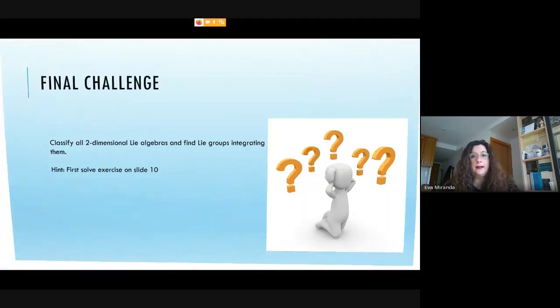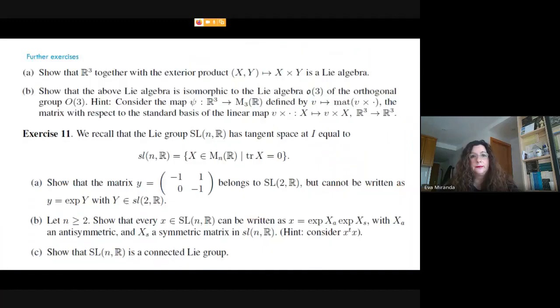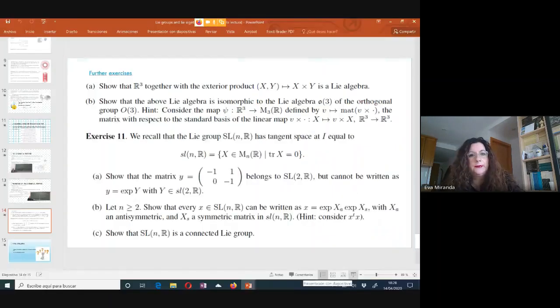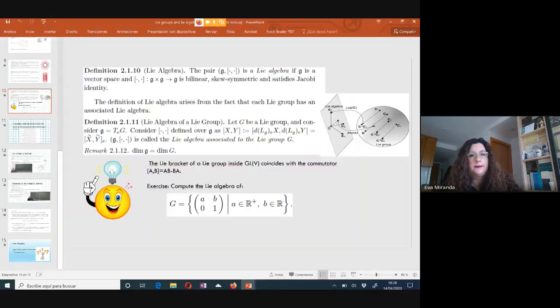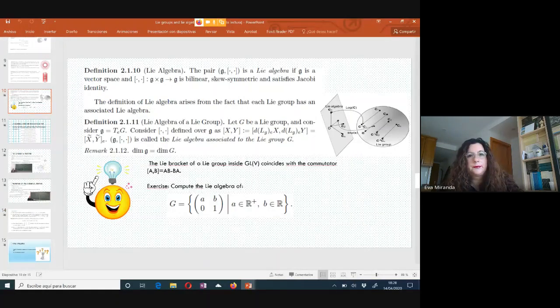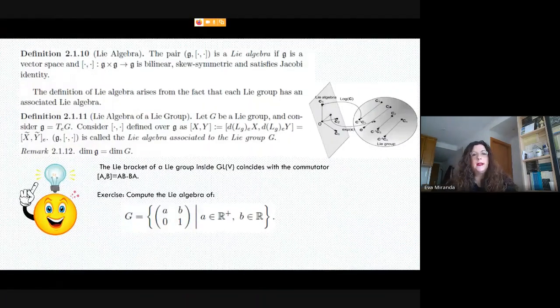Then I go to slide 10. And here you have slide 10, where the question is to compute the Lie algebra of this group here. The group of matrices with two parameters: a is positive, b is any real number, and we want to compute this Lie algebra.